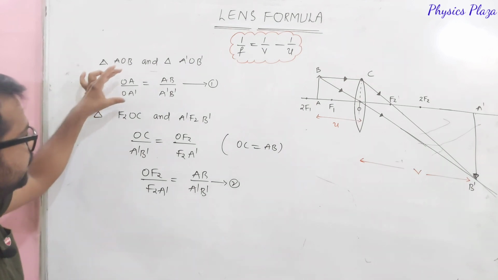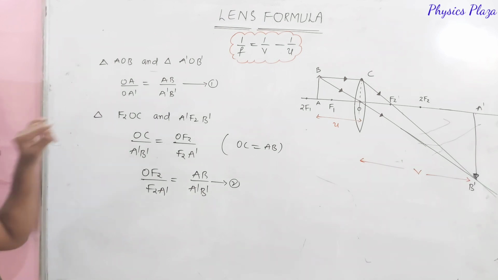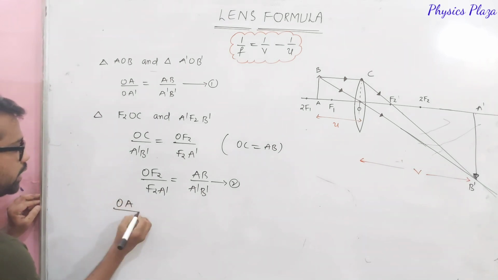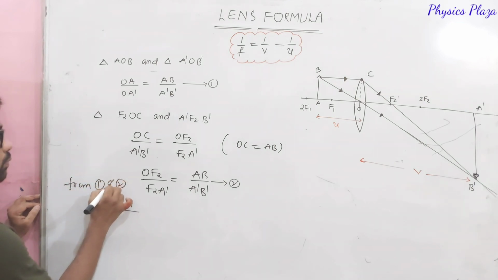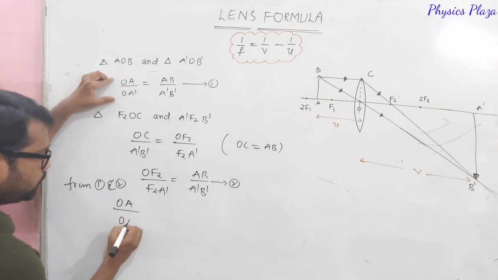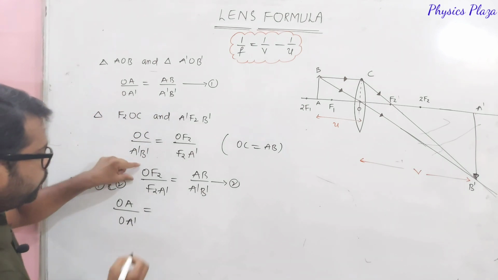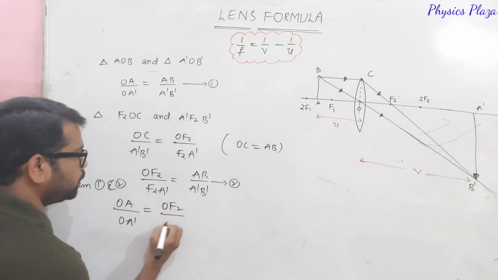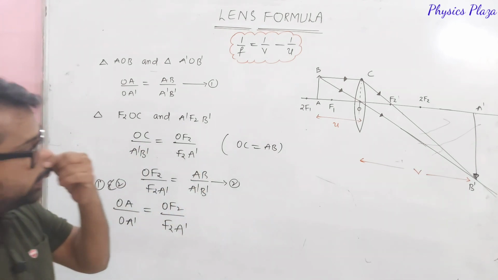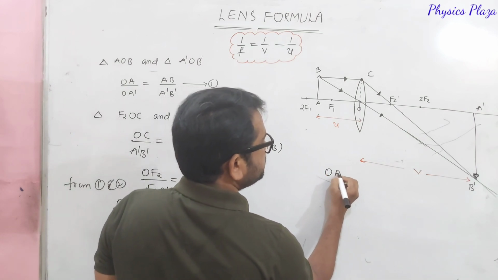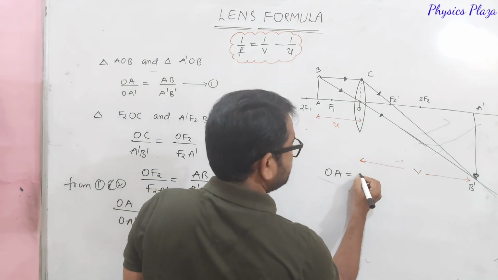Now children, compare equation 1 and equation 2. As the RHS are equal, the LHS are going to be equated. So from 1 and 2 we can write OA by OA' is equal to OF2 by F2A'. But teacher, from the diagram, what is OA here? Look here. OA is the object distance and according to sign convention, it is on the left side. So the object distance is taken as minus u.